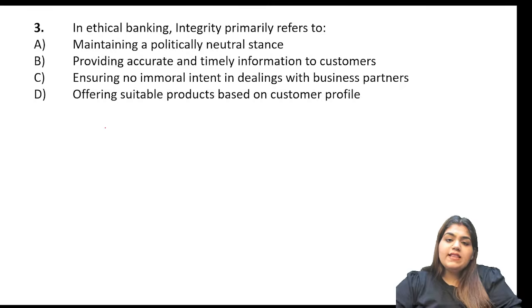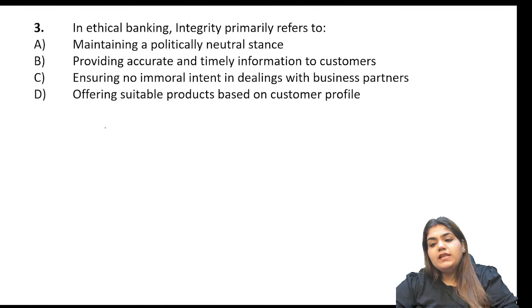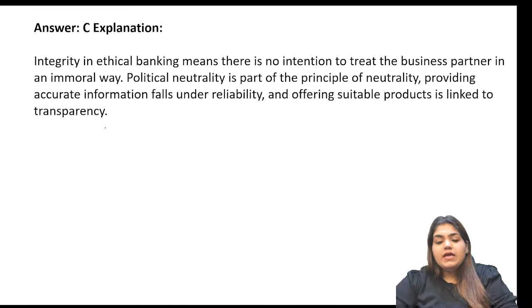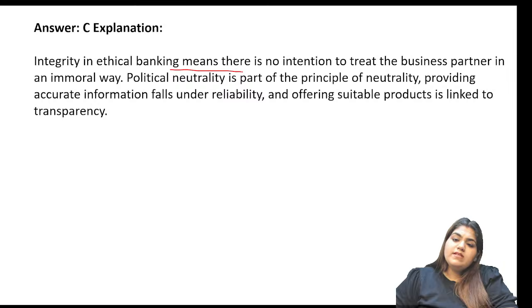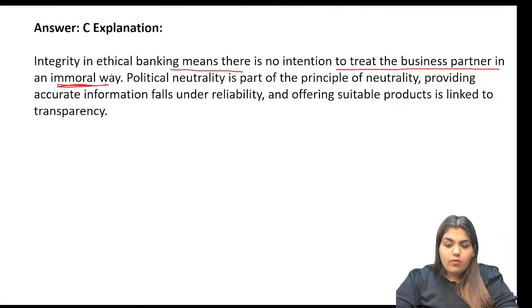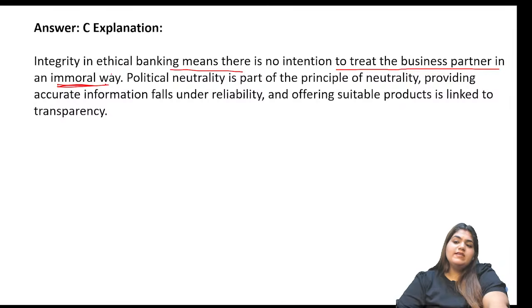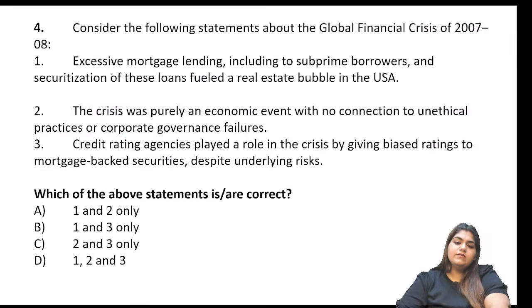Next, in ethical banking, integrity primarily refers to what? Integrity primarily refers to no immoral intent in dealing with business partners. C is the right answer. Integrity in ethical banking means there is no intention to treat the business partners in an immoral way. Political neutrality is a part of the principle of neutrality. Providing accurate information falls under reliability.